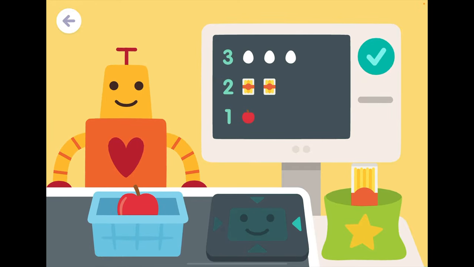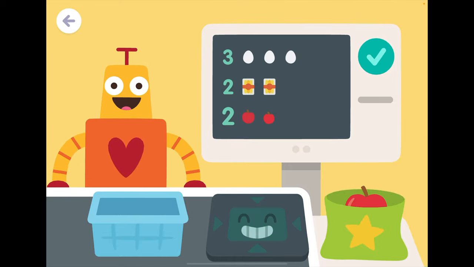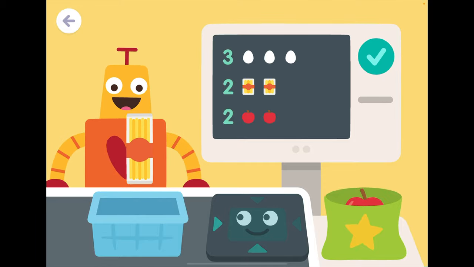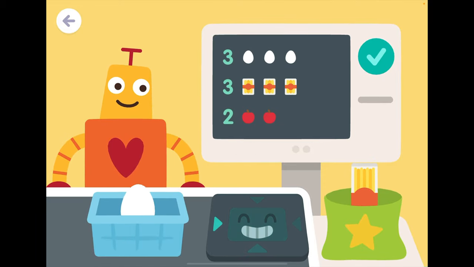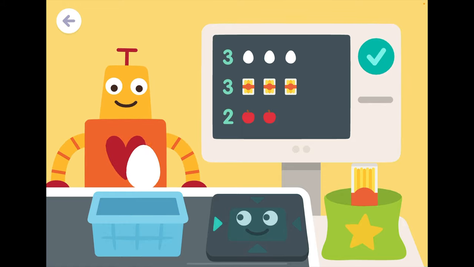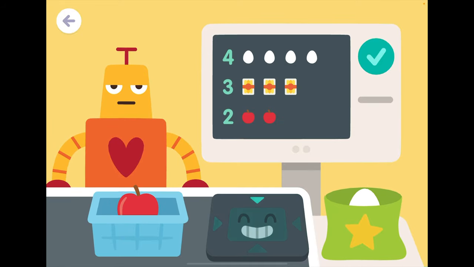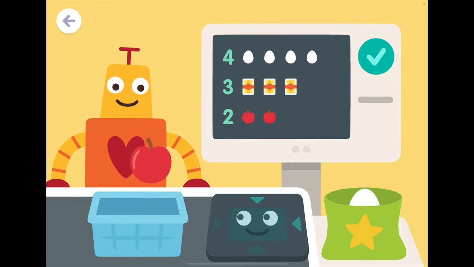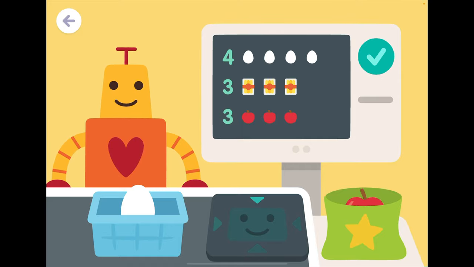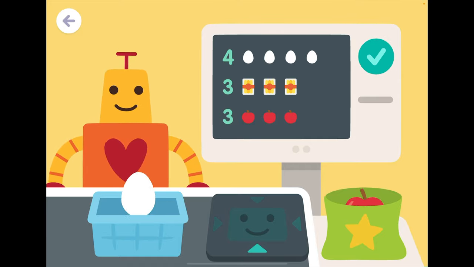Here's another apple. If we have one already and we add one, one plus one is two. Ooh, we have two spaghettis already. And we're going to get one more. Two plus one is three. Ooh, eggs. We have three. Three plus one is four. For apples, we have two. Two plus one is three. For eggs, we have four already. Four plus one is five.